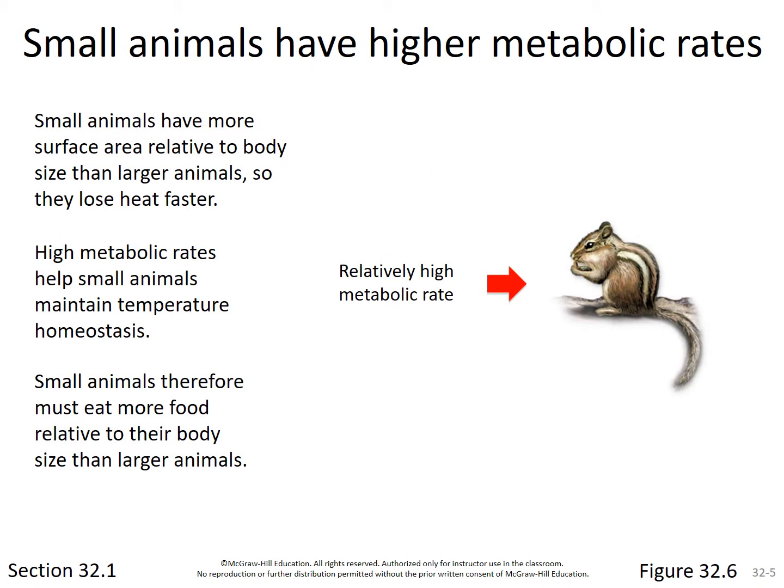The size of an animal actually plays a role in how much they eat. As it turns out, small animals have more surface area compared to their volume than larger animals. And the extent of this surface area means that they're going to lose heat faster. The way that they counter this is to have high metabolic rates in order to help maintain temperature homeostasis. In other words, they have higher metabolic rates to offset the amount of heat that they lose. And because of this, small animals have to eat more food relative to their body size than large animals do.